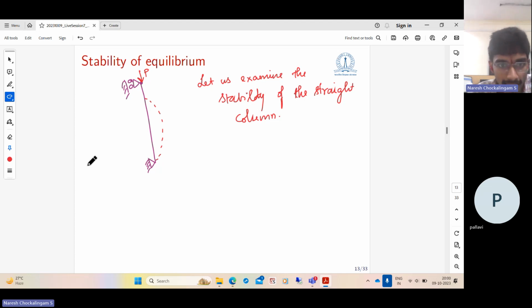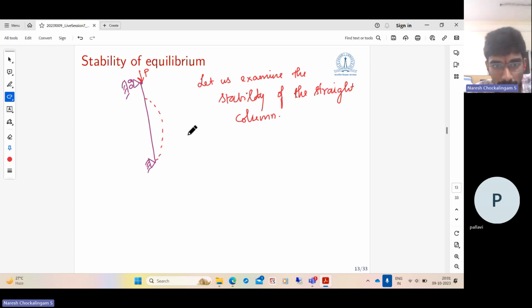How do we do that? Disturb the equilibrium. In a straight configuration, the solution is simple. The vertical reaction at this point is just P, and all the horizontal reactions are 0, and therefore it satisfies equilibrium. That is the end of the problem. But if it is not, then we need to examine the stability of the straight column.